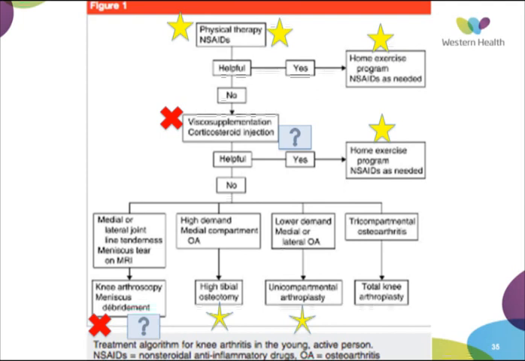So, in summary, looking at this algorithm, I think we all need to get our patients treated early with physical therapy, home exercise program, weight reduction. We need to start them, if possible, on non-steroidals. There's unlikely to be a place now for viscosupplementation, corticosteroid injections. If it does have any benefits, likely to be short-term.